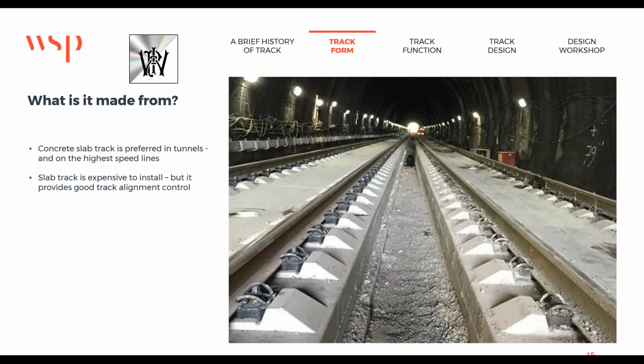There's other track forms around. Concrete slab track is preferred in tunnels and on the high speed lines. So for high speed trains, speeds above 140 miles an hour, concrete slab track is the preferred track form. It provides better resistance to the forces involved at higher speeds. It requires less maintenance, and it doesn't have those nasty loose particles of 50 mil single size granite aggregate roaming around in the aerodynamic flow at the wheel rail level.